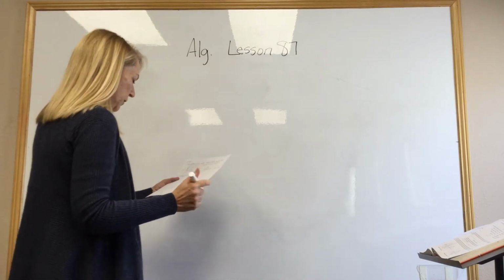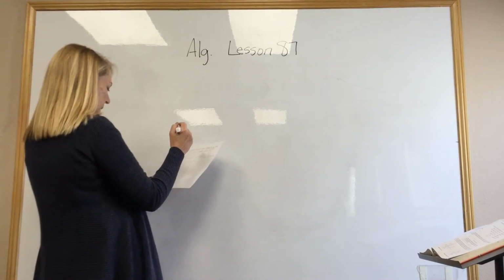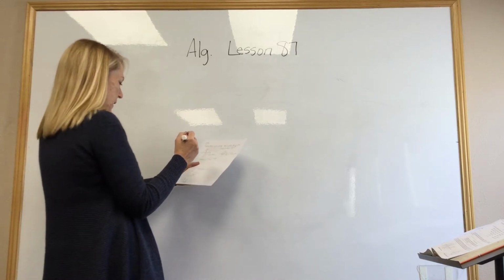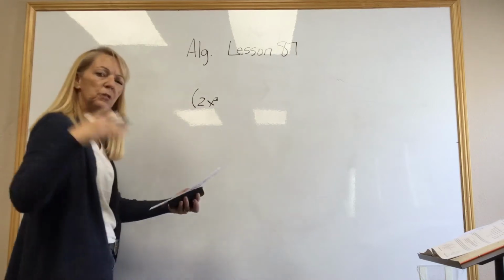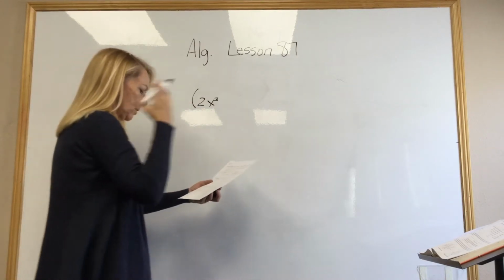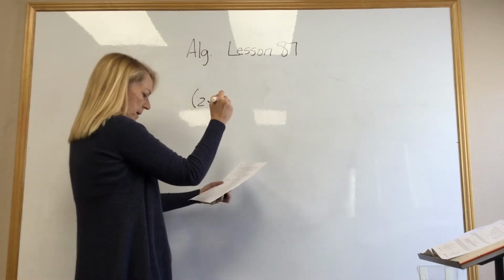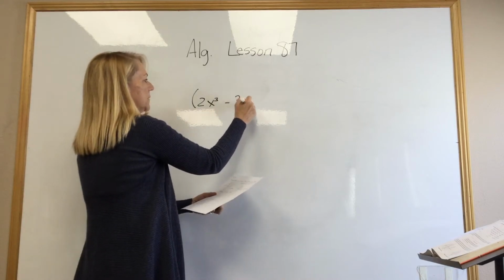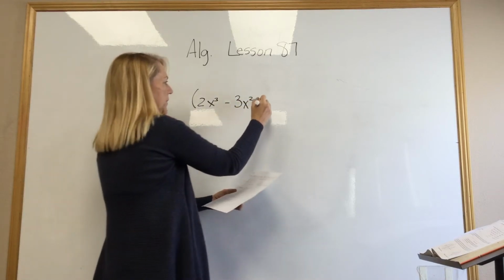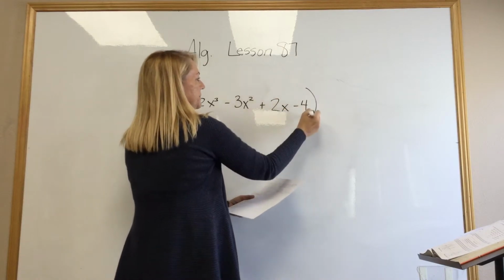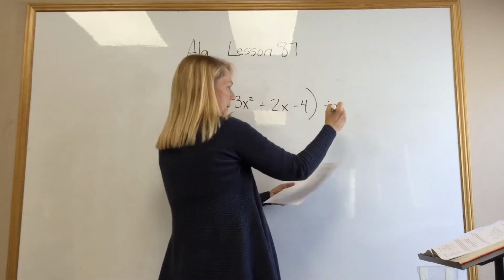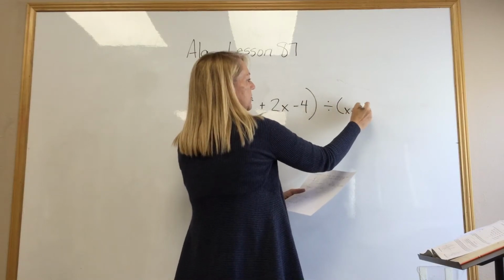Otherwise, just follow along. So the problem is, and it's on page 365, we have 2x to the third. And I want to just do this again because this one takes a while to sink in sometimes. Minus 3x squared plus 2x minus 4 divided by x minus 3.